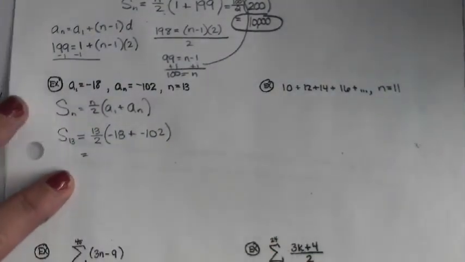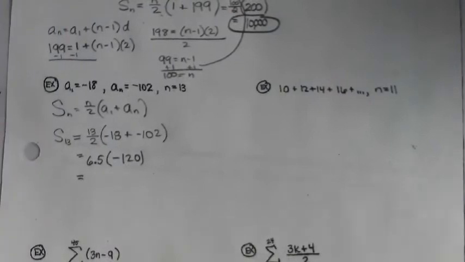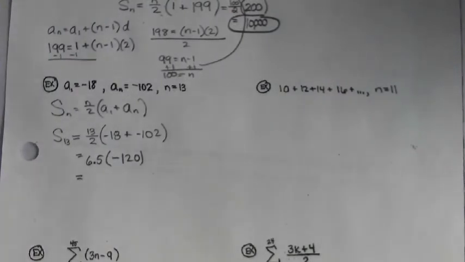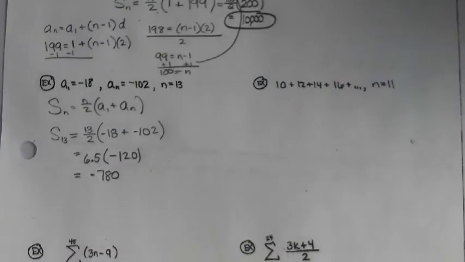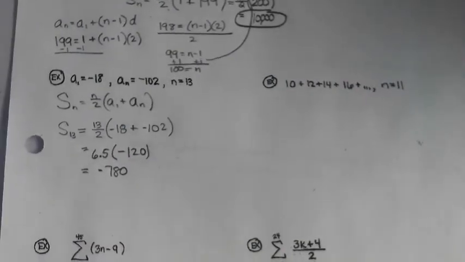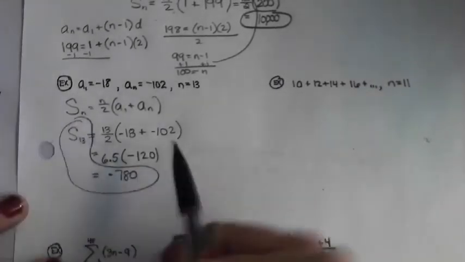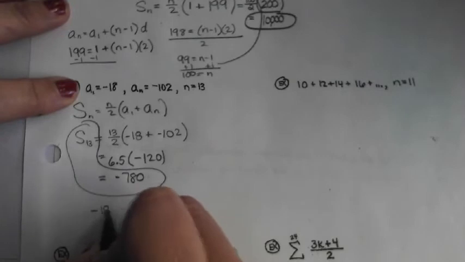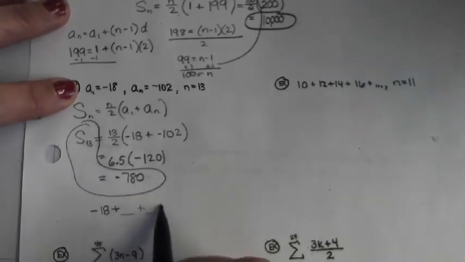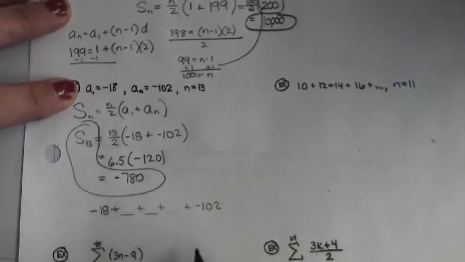Just type this into your calculator. 13 over 2 is 6.5, and this is negative 120. So 6.5 times negative 120 is negative 780. Even though we're not going to do this manually, the sum of the first 13 terms is negative 780. Manually that would look like this: negative 18 plus the second term, plus the third term, plus the fourth term, dot, dot, dot, plus the last term is going to all add up to negative 780.